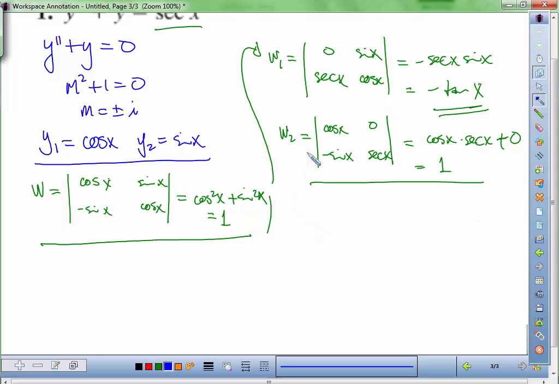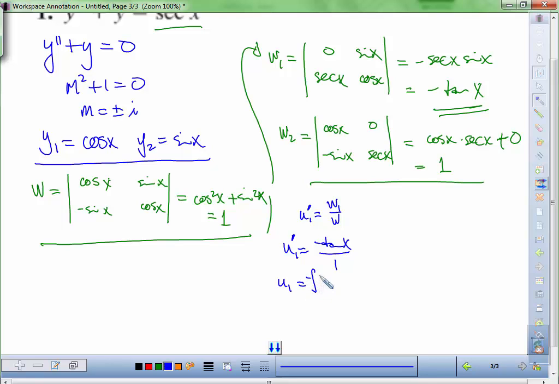Okay, so now that we got W1 and W2, we are ready to define our function. U1 prime of x is going to be W1 over W. This is prime. We still have to find the original U1, so we still need to take the integral. W1 is negative tan x divided by 1, so that's just negative tangent x. And then if I want the original function, U1, I have to integrate the negative tangent of x.